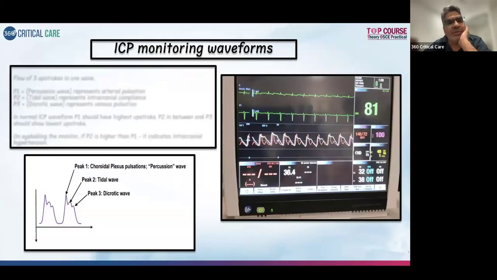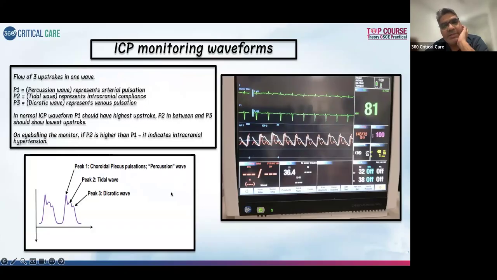Now waveforms. You can see in this picture, this is the ECG, the green one; the red or pink one is the arterial waveform; and the white one is the ICP waveform. You can clearly see 3 peaks in the ICP waveform. We call them peak 1, peak 2 and peak 3, P1, P2 and P3. P1 represents the percussion wave, which represents the arterial pulsation. P2 represents the tidal wave, which represents the intracranial compliance, and P3 represents the dicrotic wave, which represents the venous pulsation.